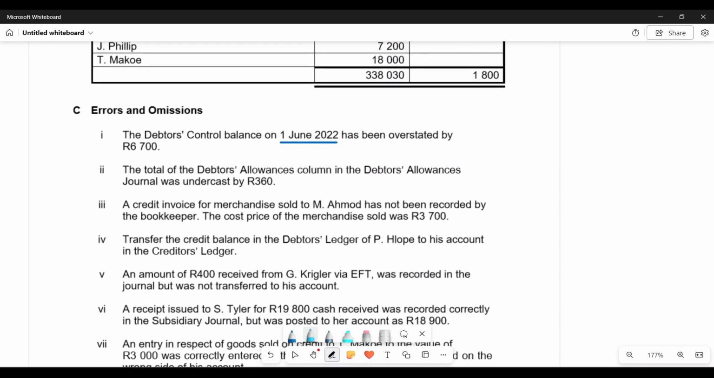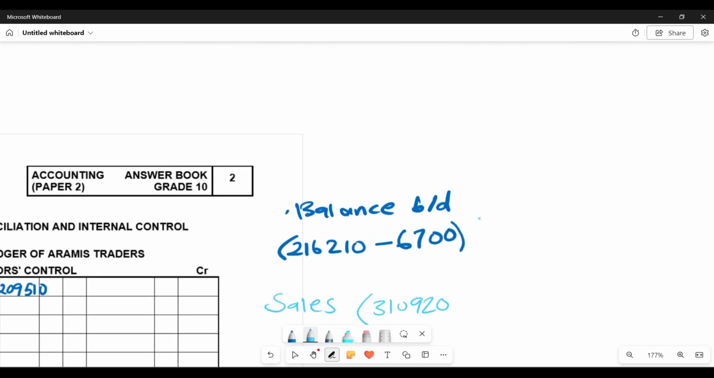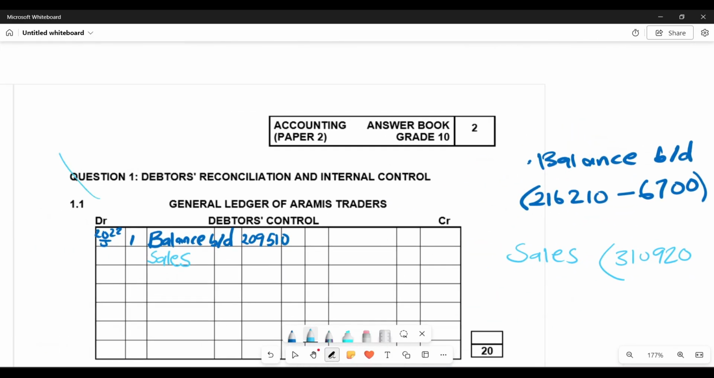Now, this relates to debtors allowances: a credit invoice for merchandise sold. We sold to this person and this has not been recorded. They gave us the cost price of this merchandise. To give you a tip, everything inside your debtors control account should be in terms of your selling price. So everything in this account should be in terms of your selling price.